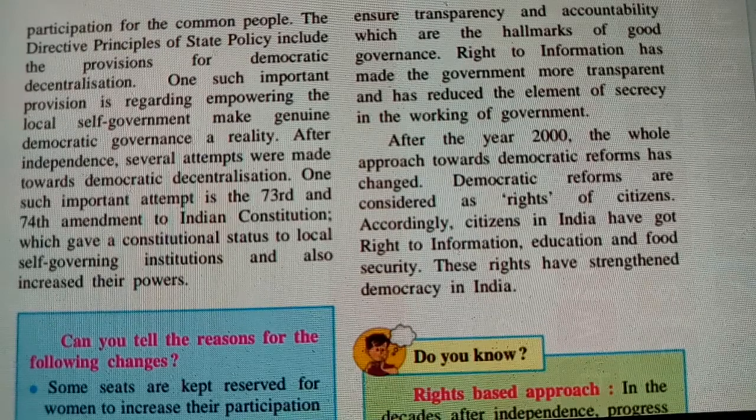One such important attempt is the 73rd and 74th Amendment to the Indian Constitution. Amendment means a change. Some changes took place in the constitution in the form of the 73rd and 74th Amendments, which gave constitutional status to local self-governing institutions and also increased their power. So even the local government is getting the power to take decisions in their area.